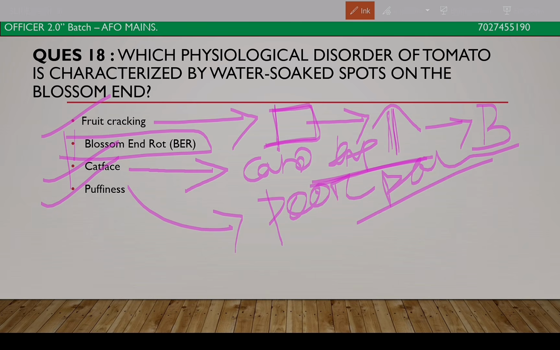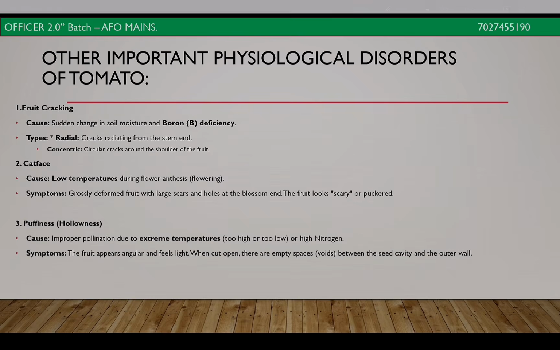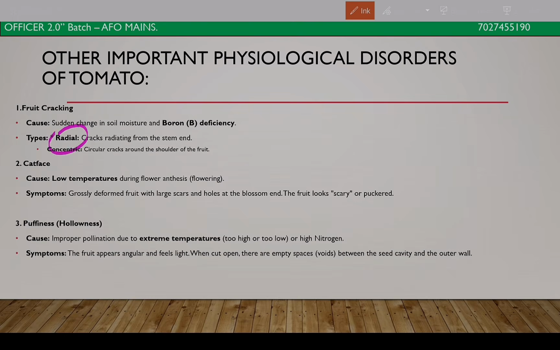Okay. Another disorder they may ask, that is blotchy ripening. Blotchy ripening generally occurs due to K deficiency, means potassium deficiency. Here these are explained, like the types: radial cracking, concentric cracking, and puffiness and cat face.